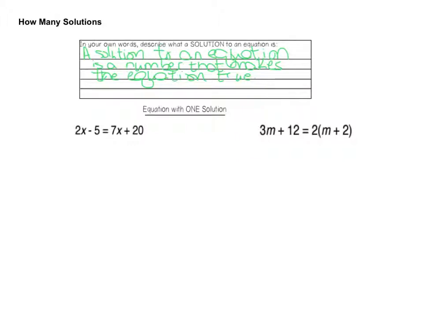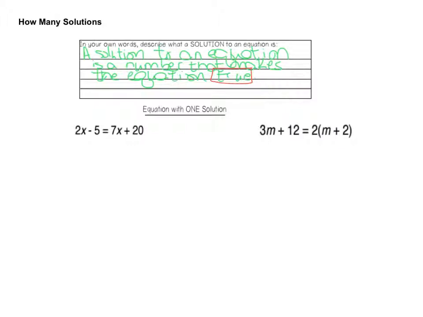Okay, that's some pretty messy handwriting. I probably should not have put the little lines there because it's a little hard to write. But a solution to an equation is a number that makes the equation true. Now, you don't have to erase your answer, but make sure you have something down, if you haven't already, that it makes the equation true. When you plug the solution in, it gives you a true statement.